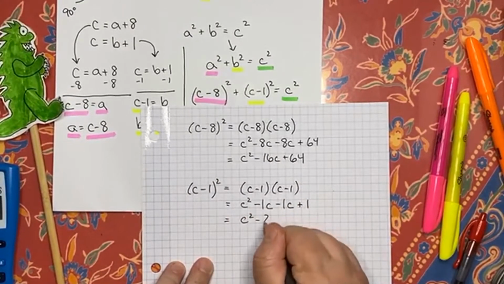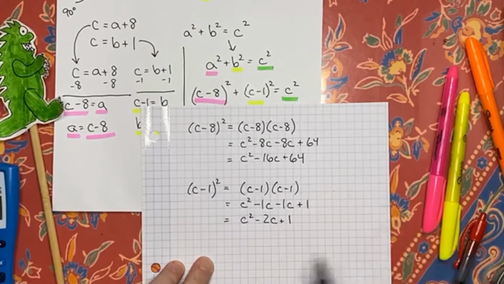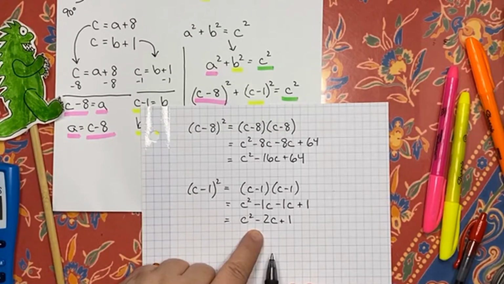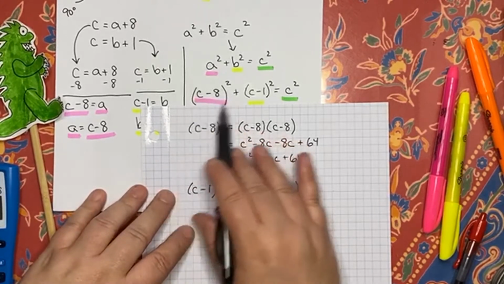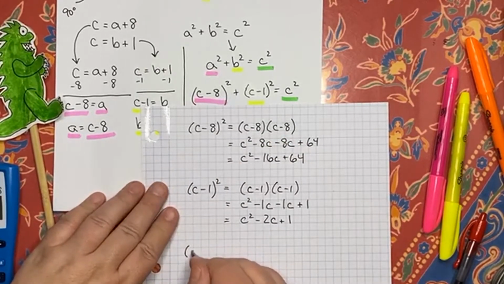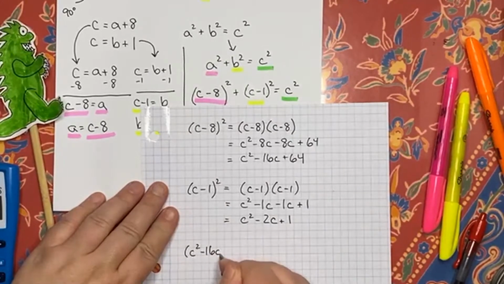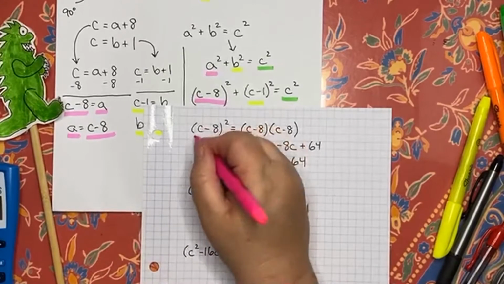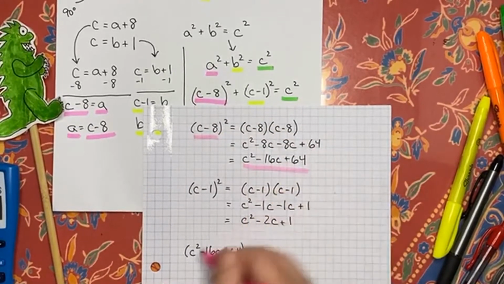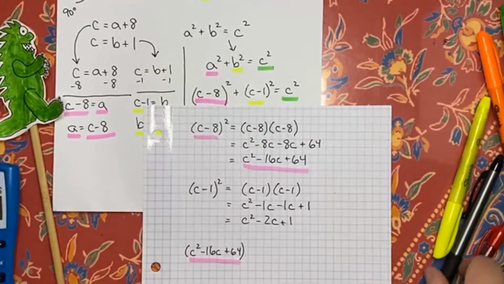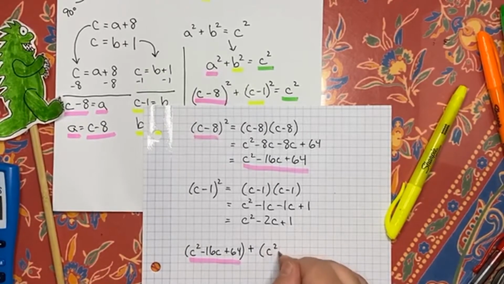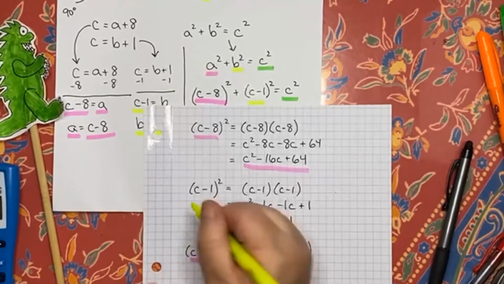Those of you who are using the perfect square formula, you went straight from here to here. So this is that whole piece. I've got c squared minus 16c plus 64. That's the pink part right here. And then I've got the yellow part, which is c squared minus 2c plus 1. That's my yellow piece.